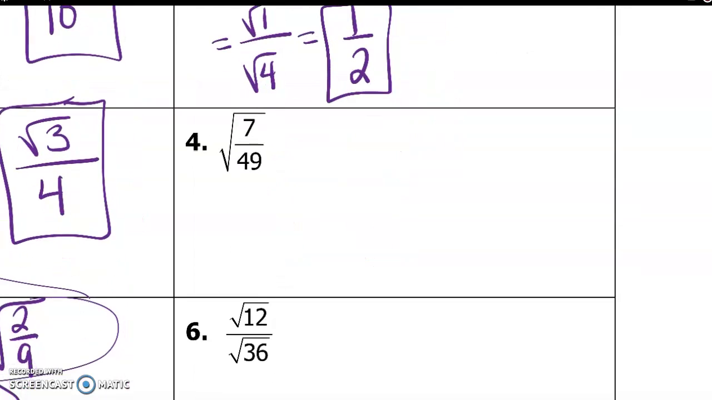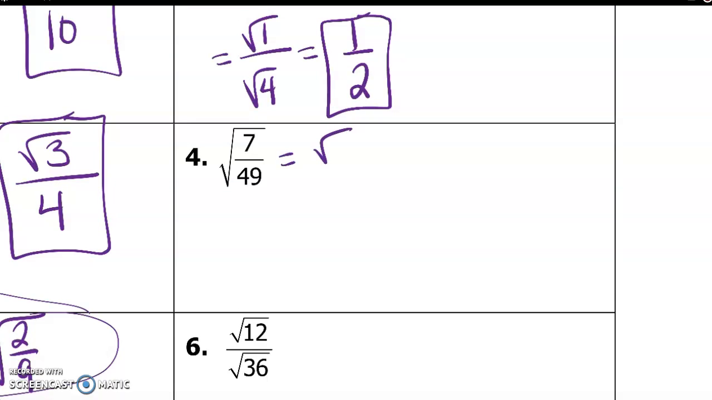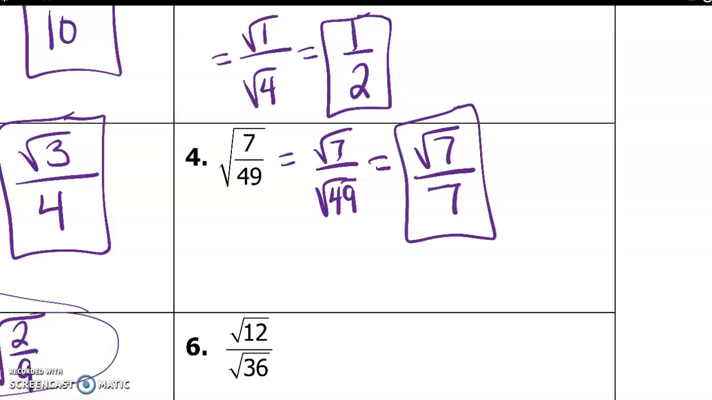Number 4 is a little tricky. Some people want to simplify 7 over 49, but we actually don't know how to do that problem yet. You want to just see this as square root of 7 over square root of 49. Anytime there's a perfect square, you want to get rid of that right away. So square root of 7 stays, square root of 49 is positive 7. Those do not cancel out because 7 in the top is under the square root. So that's your final answer.